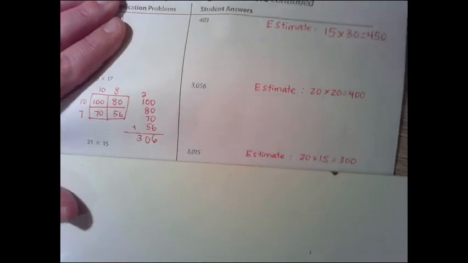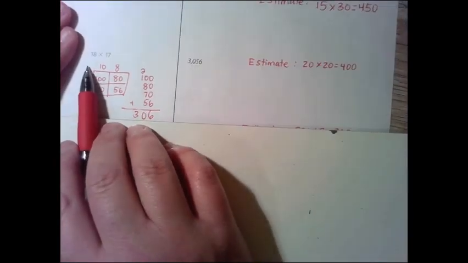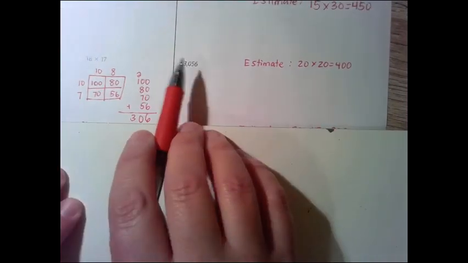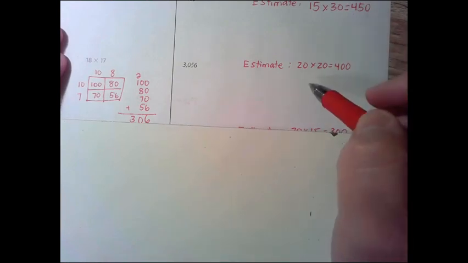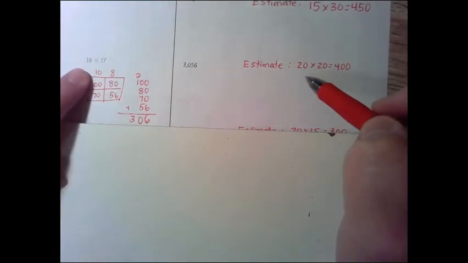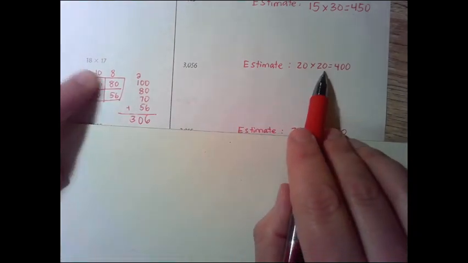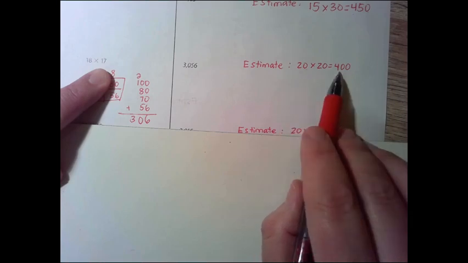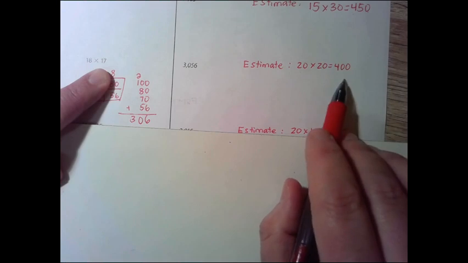So for this one, it was 18 times 17. Well, they got an answer in the thousands. They got 3,056. So what I did for my estimate, I took 18, I made it 20. And I also did 17, and I also made that 20. Well, 20 times 20 is 400s. So our answer is in the hundreds.